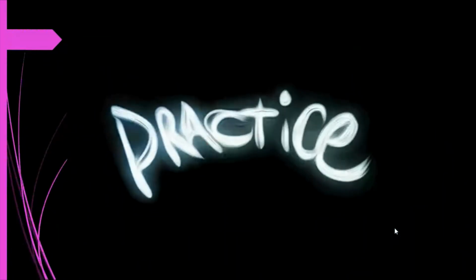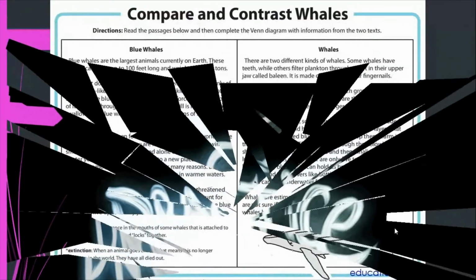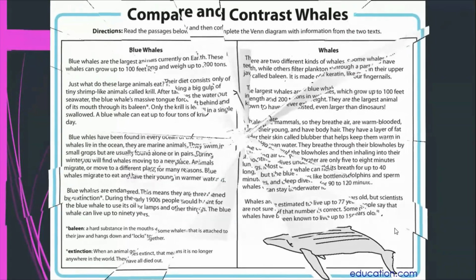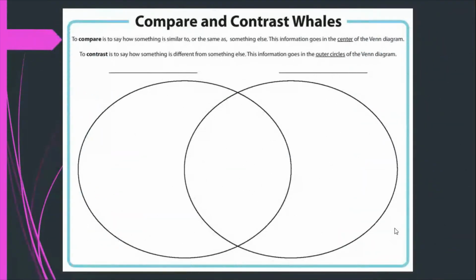And friends, this brings us to our individual practice. So what I have for you today is a passage or an activity that I borrowed from education.com. Yes, I'm a member. And I just want you to go ahead and read these two passages, okay? And then I would like you to use a Venn diagram to compare and contrast these two animals. Okay? So when you are done, please remember to upload it back to either Canvas or Google Classroom so that we can take a look at it.